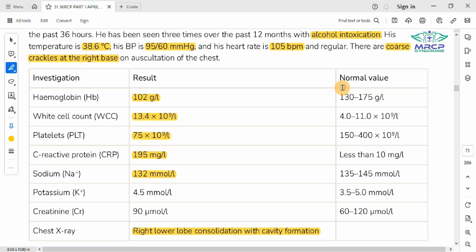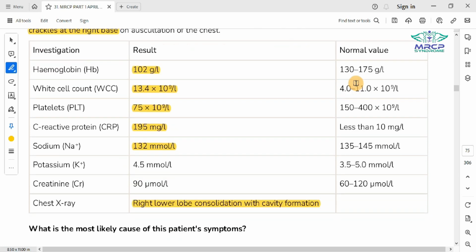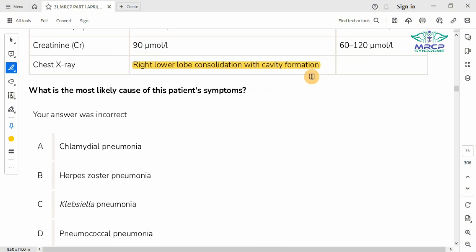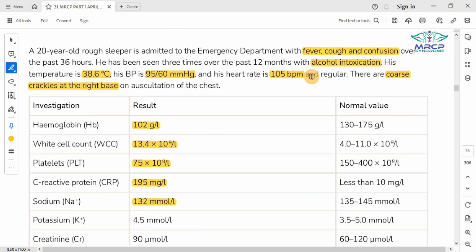The hemoglobin is low, WBC is high, platelets are low, CRP is very high, sodium is low, potassium normal, creatinine normal, and on chest X-ray there is a right lower lobe consolidation with cavity formation. So what is the most likely cause of the patient's symptoms? So, Klebsiella pneumonia.